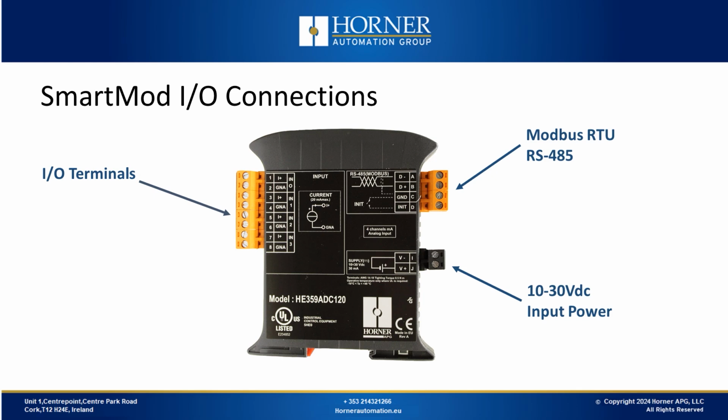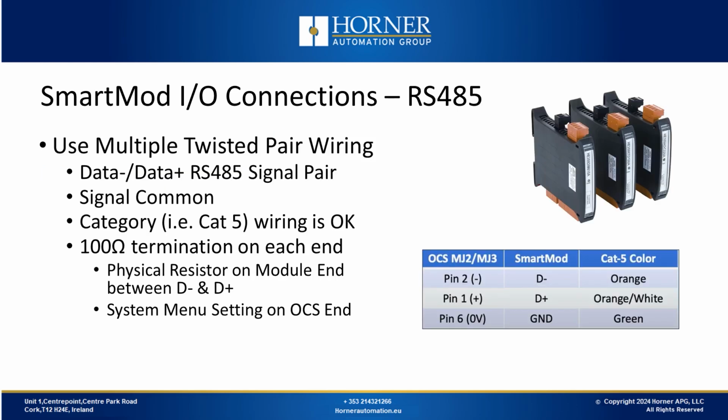We have a twisted pair data plus and data minus, as well as a common terminal, which is used for a ground reference. So typically you will have 2 twisted pairs, with 1 pair for data and 1 other conductor used for common. In the bottom right, we have the power input, which can support 12 and 24 volt input voltages.